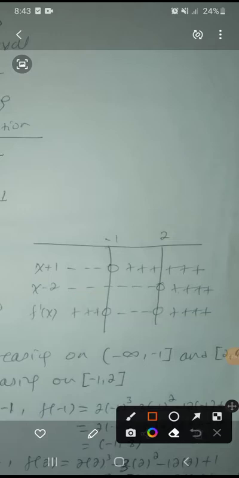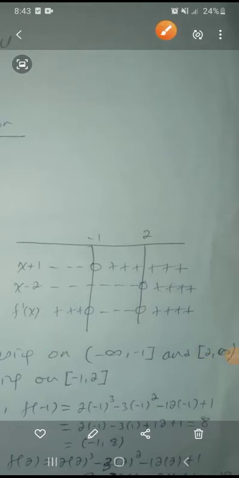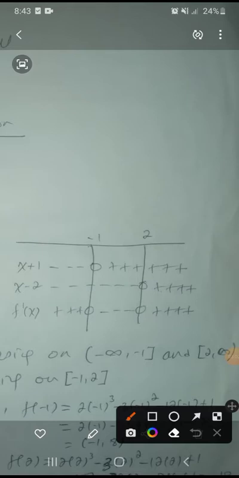So if the first derivative at x is greater than 0, then the function is strictly increasing. Between minus infinity up to -1 and 2 up to positive infinity, it is strictly increasing. And it's strictly decreasing between -1 and 2, since the first derivative is negative in the interval from -1 up to 2.